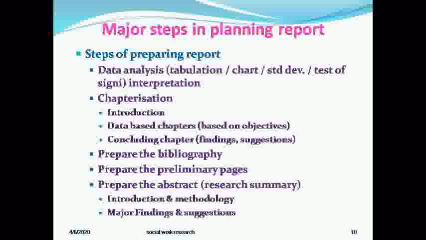Research summary is not something different. It is just a summary of the introductory chapter and the last chapter, major findings and suggestions. You have to pick up the main points from the introductory part, a summary of the methodology conducted, a summary of the major findings, and the significant suggestions. All these four portions together make the abstract.